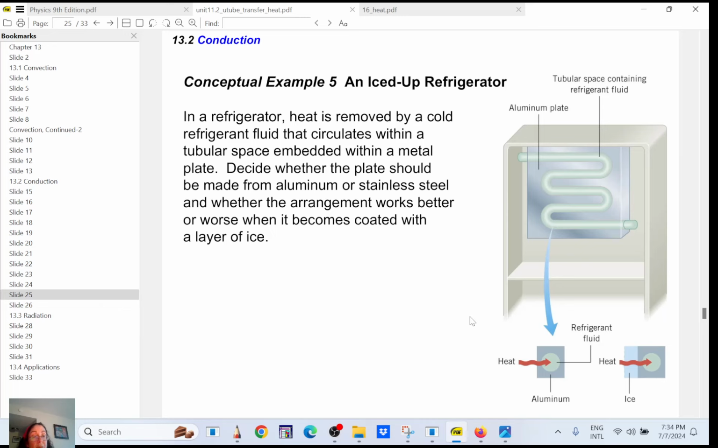To achieve that. But here you have an exchange, okay, so you have a tube with the fluid and it's inside that plate, okay? And so the heat from inside the fridge will go through that plate, through a layer, okay? And it's made of aluminum. That plate here is made of aluminum. So is it better to use aluminum or steel? I don't know what you think.